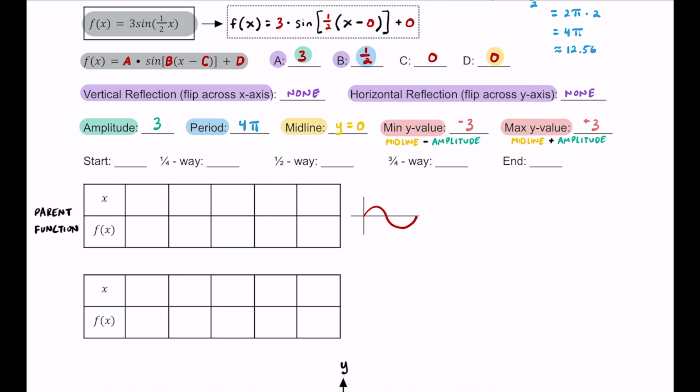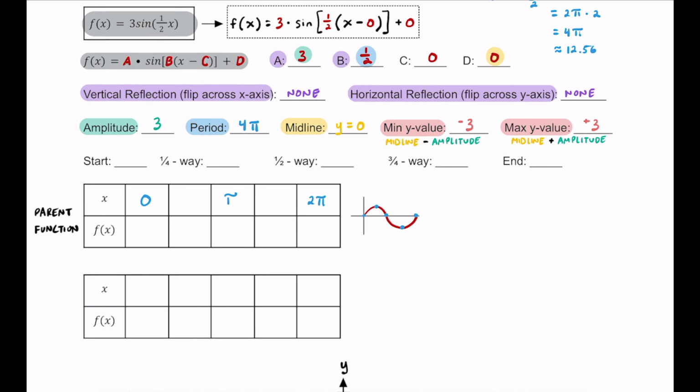And the parent function, again, starts at 0, 0. And then after pi over 2, it comes up to +1, where it maxes out its y value, it comes back to the x-axis. Then over here, it's going to go down to -1 and it goes back to 0, right? So in a period of 2 pi, it's going to complete 1 cycle. That's the parent function. So the parent function starts at 0, it ends at 2 pi.